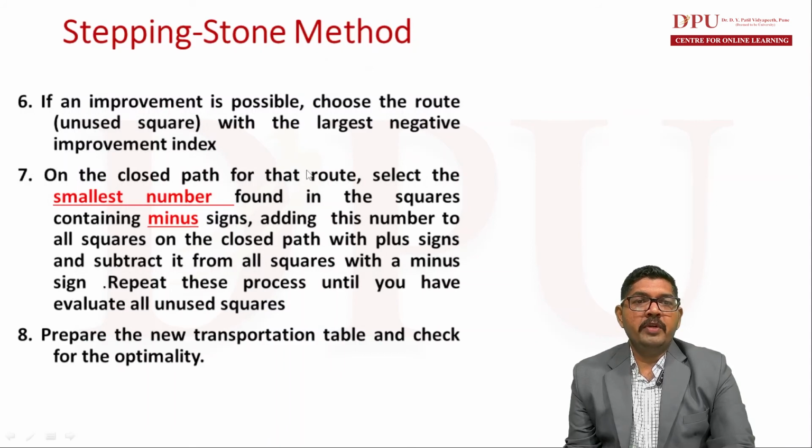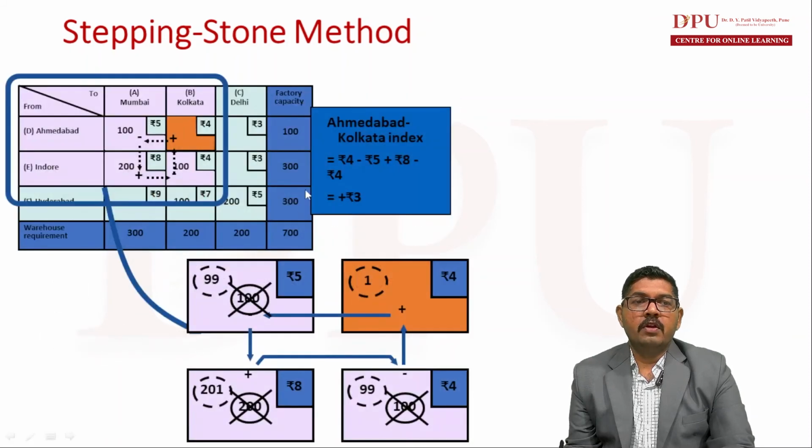So if an improvement is possible, choose the unused square with the largest negative improvement index. On the closed path of that route, select the smallest number found in the squares containing a minus sign. Add this number to all squares on the closed path with a plus sign and subtract it from all squares with a minus sign. Repeat this procedure until you have evaluated all unused squares. Prepare the new transportation table and check for optimality.